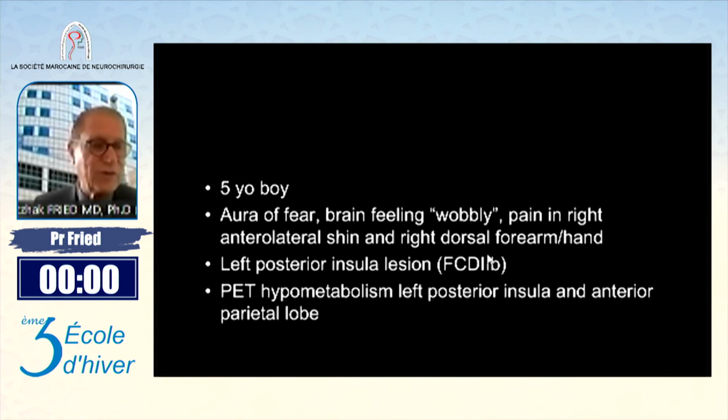So, here is an example of a 5-year-old boy. It's a patient of my colleague, Dr. Fala, who is a pediatric neurosurgeon who's done excellent work with epilepsy. And they had a 5-year-old boy who presented with auras of fear. He felt the brain feeling wobbly. There was pain in the right anterolateral shin, right dorsal forearm, and hand. Immediately, there is an insular thing to this question, this pain and sensory direct you to the sensory or mid-insular area.